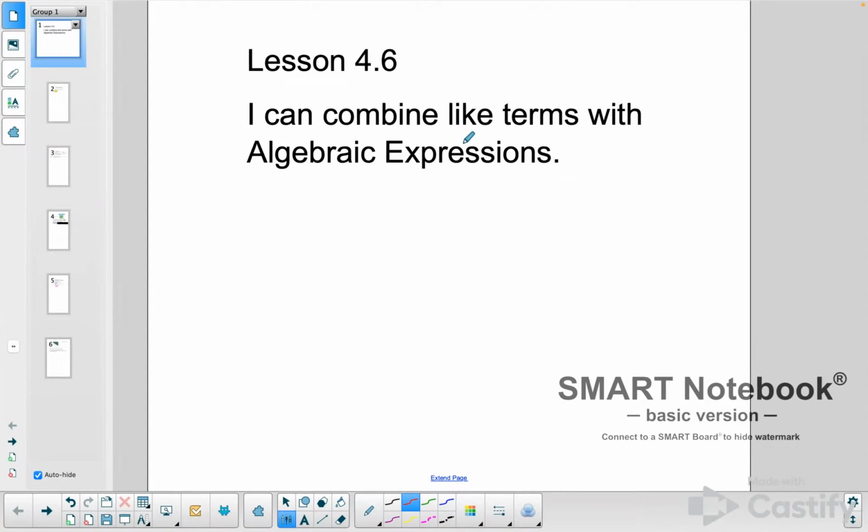So today we learned how to combine like terms with algebraic expressions.